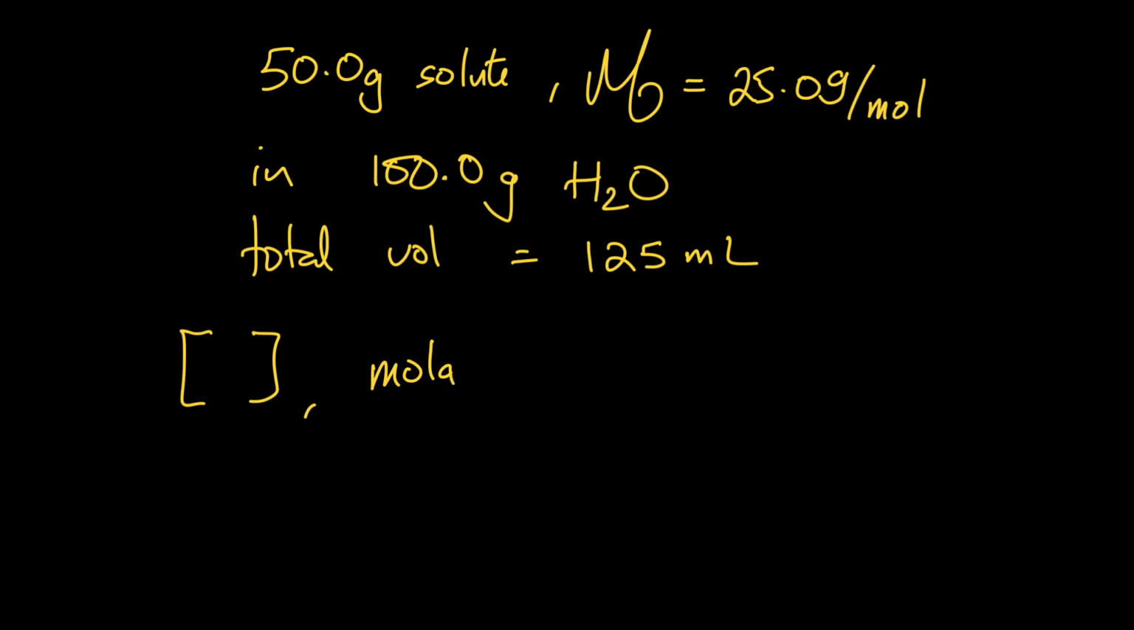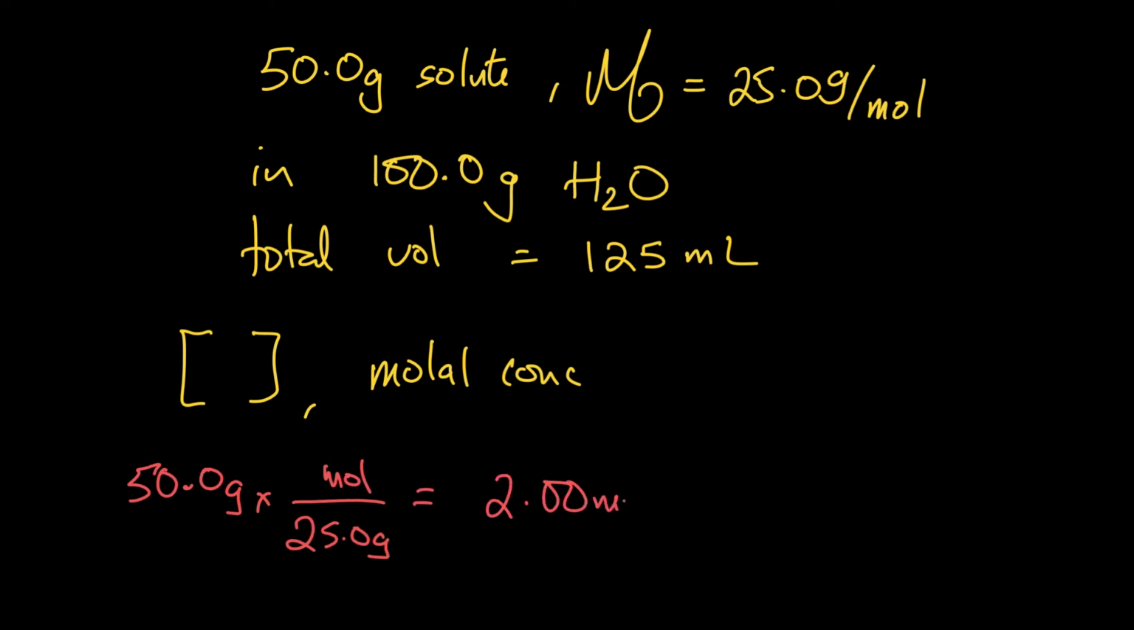From that, we can calculate the molar concentration and the molal concentration. It turns out the molal concentration, as far as I know, doesn't have an abbreviation, but the molar concentration is those square brackets. So how do we do that? Molar concentration is number of moles per liter. We've got 50 grams and a molar mass of 25 grams per mole, so we can convert. We can see that that is 2 moles of our solute.